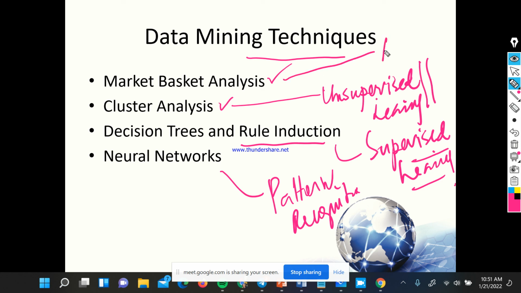This is actually your association. That's why I did not write here. It is actually association mining. So we basically have association mining, unsupervised learning, supervised learning, and pattern recognition. That's actually part of the data mining techniques. Any questions? Do you have any questions here? No, right? No, sir. Okay.